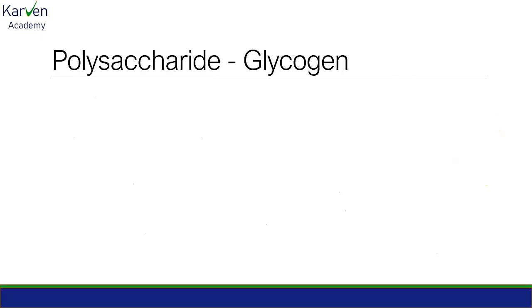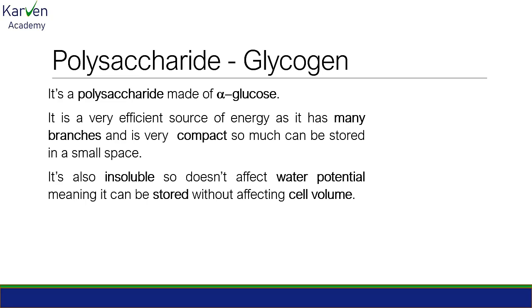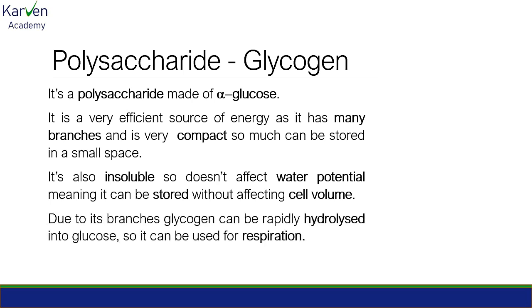So let's have a look at the polysaccharide glycogen in more detail. It is made of alpha glucose, and it is a very efficient source of energy as it has many branches and is very compact. It is also insoluble, so it doesn't affect the water potential, so it can be stored without affecting the cell volume. And because of its branches, it can be rapidly hydrolyzed into glucose and can be used for respiration.